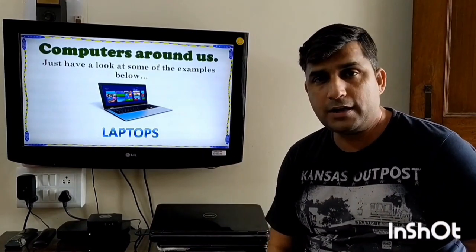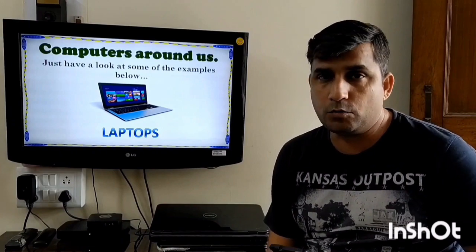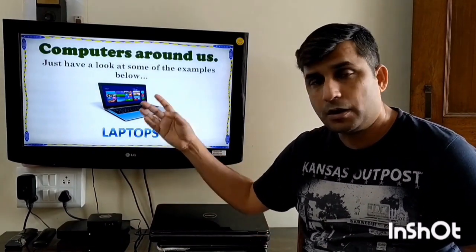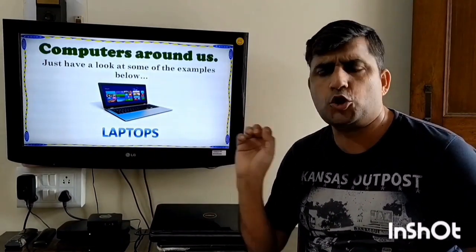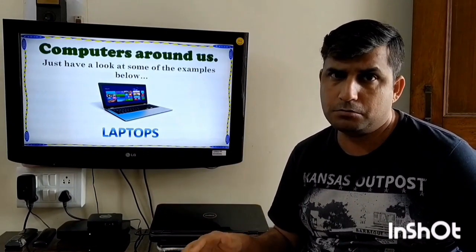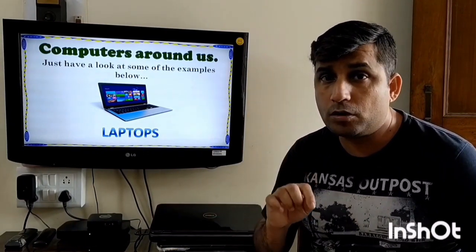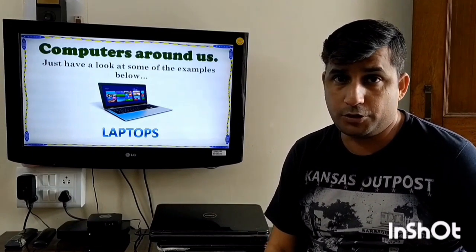Laptops are everywhere around us, and desktop and laptops are the most common forms of computers that are around us. But let me tell you, there are more. There are countless number of more computers around us.